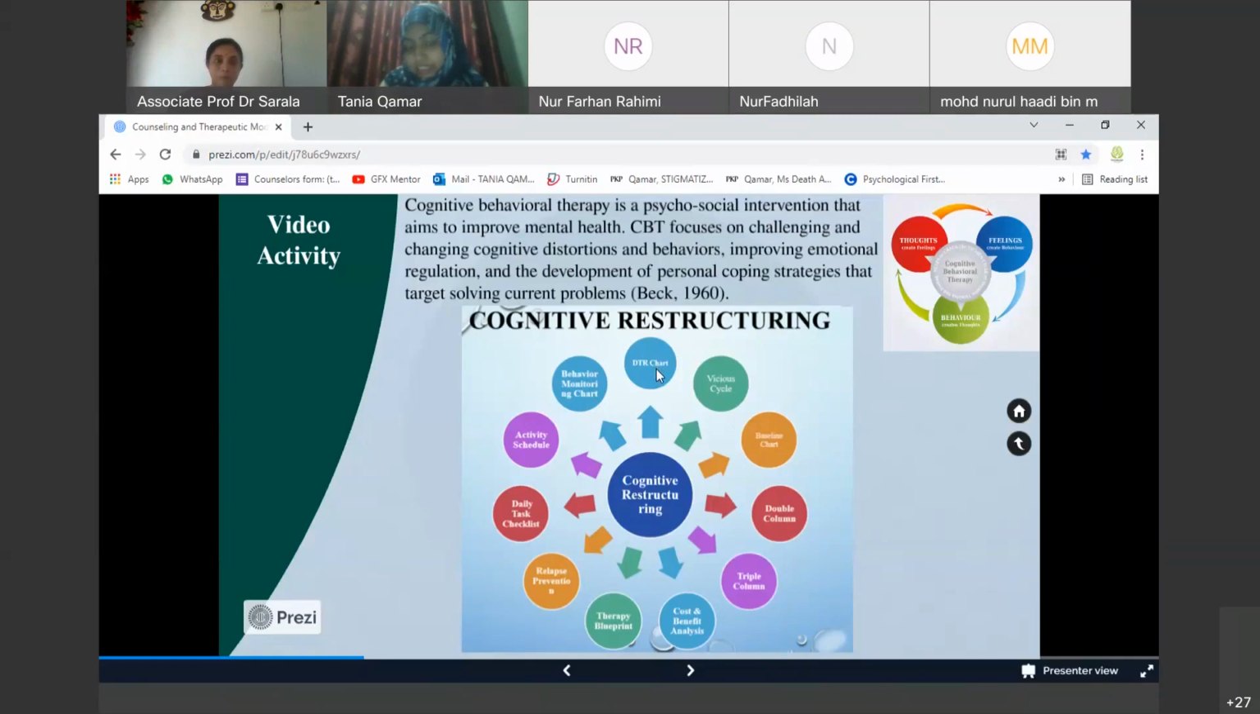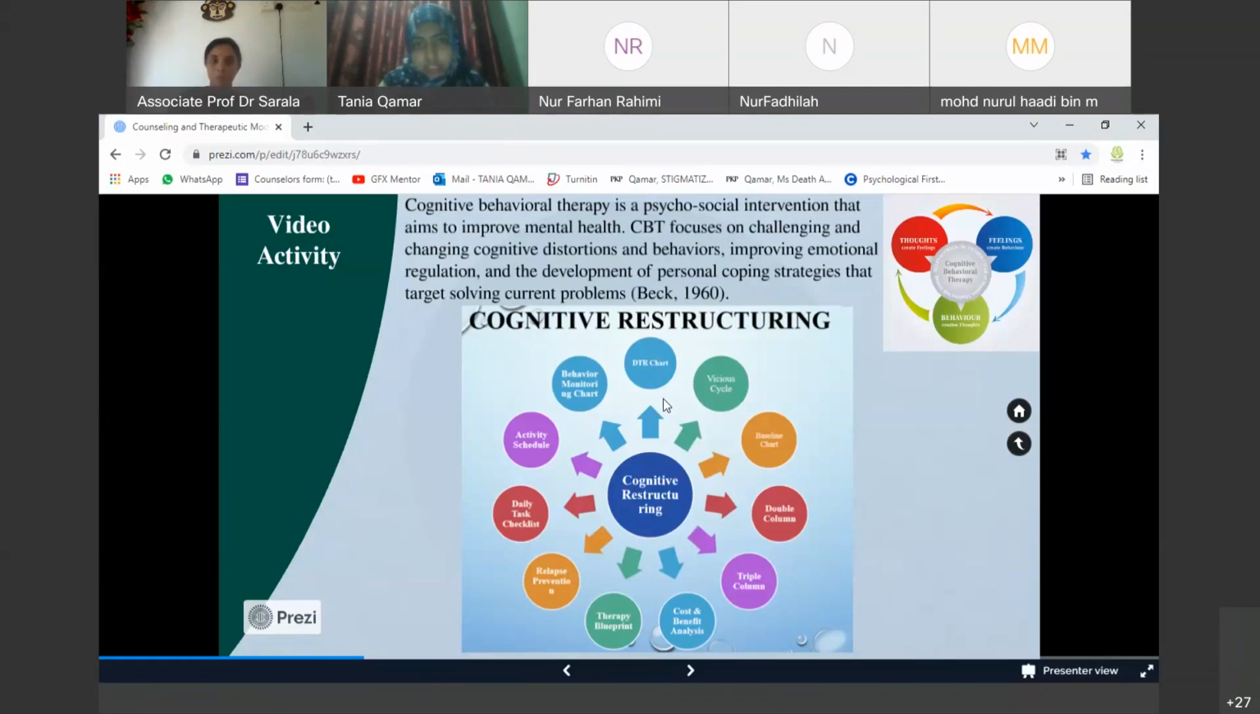So that's why here I mentioned the DTR chart, and as I already said, I mentioned this in one of our videos. The DTR chart is basically used to identify the bad event of the patient, when that event happened, what the negative automatic thoughts associated with that event are, how the patient feels when he thinks about that bad event, and what type of emotions he has.